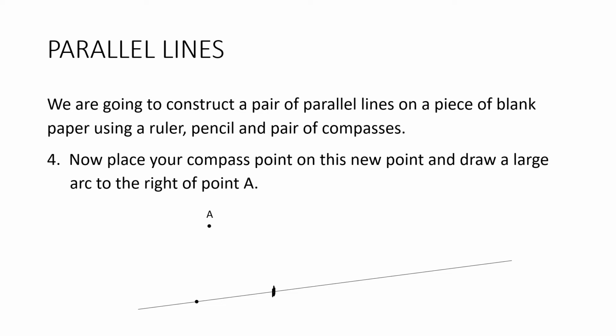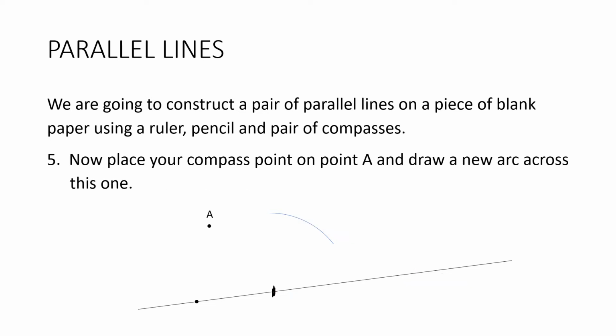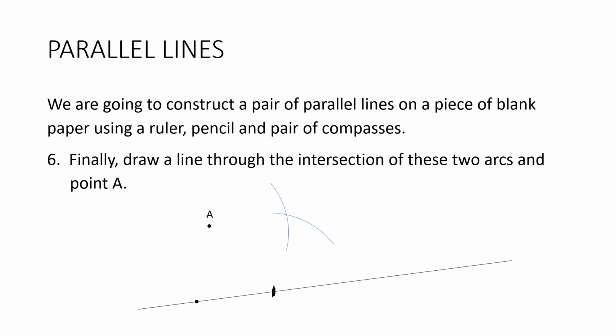Now place your compass point on this new point, so here. And we're going to draw a large arc from this point up here, like that. Okay, last step. Now put your compass point on point A and draw a new arc across this one. So at no point have we changed the measurement on the compass. Finally, draw a line through the intersection of these two arcs and the point A. So in between these 2 points, like that.